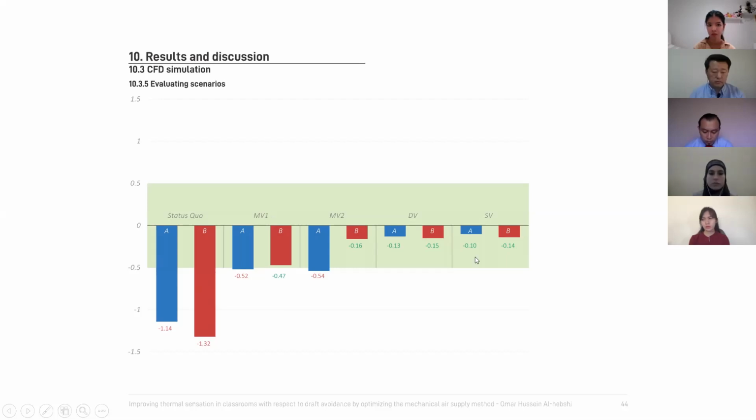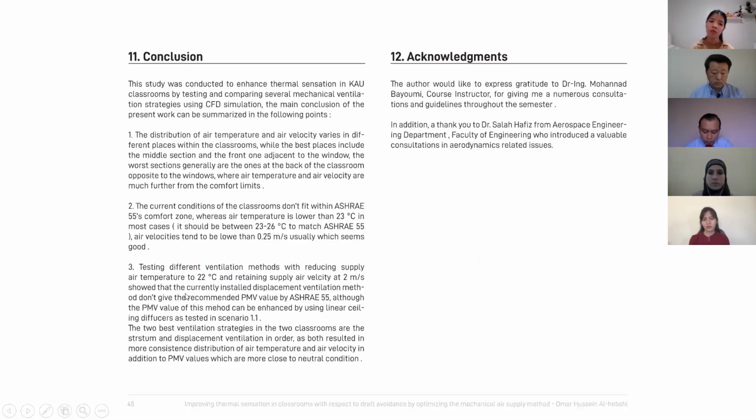We can conclude the results of this study in 3 points. First, the distribution of the air temperature and air velocity using the currently installed ventilation strategy is not stable and varies in different places in the classroom. The second point is that the current condition of both classrooms does not comply with ASHRAE 55 requirements. The third result is that we can improve thermal sensation in the classrooms by using displacement ventilation and stratum ventilation, with significantly better PMV values than the currently installed one.